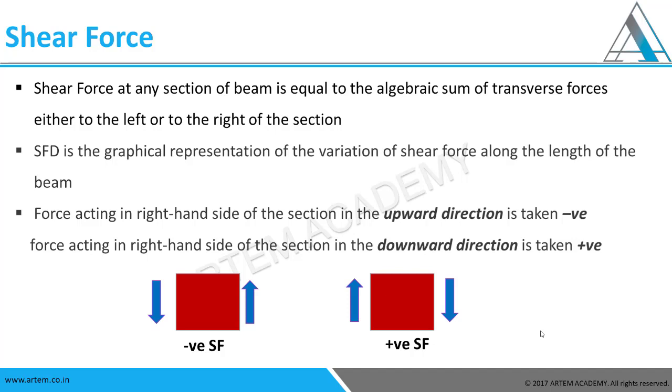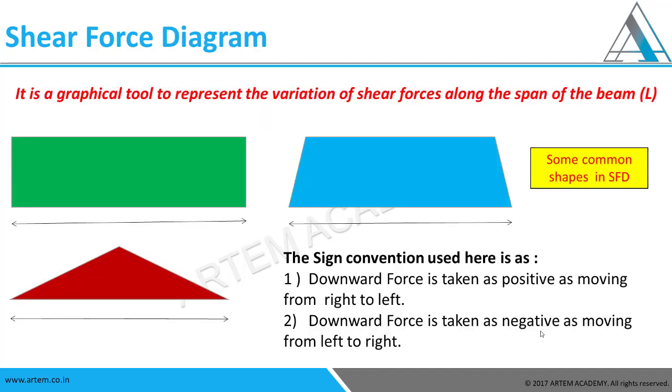So these are the two sign conventions that we are following and we will be following in our video, so that you take a note of it. It would help you to understand the example that we would be covering today. Shear force diagram, as I told you, is a variation of the shear forces at each and every section. There are some common shapes that we usually encounter in the shear force diagram, like a trapezium, a rectangle, a triangle. So these are some of the most common SFDs and BMDs.